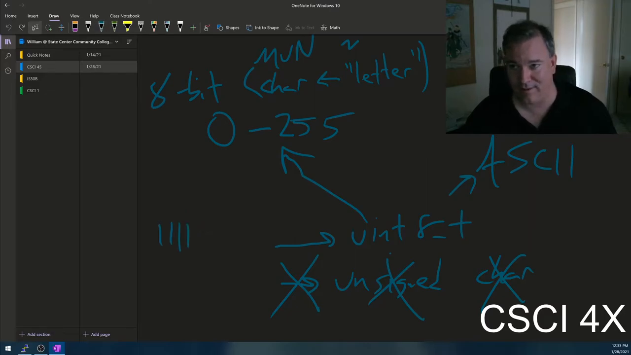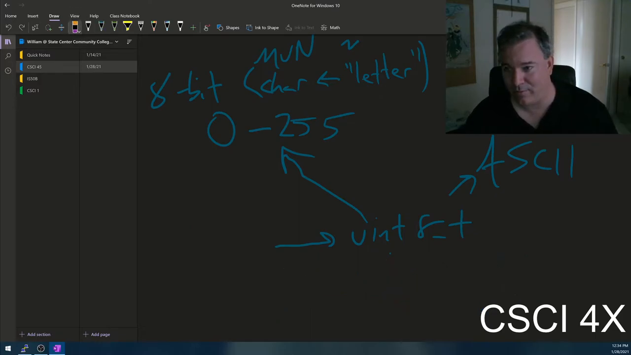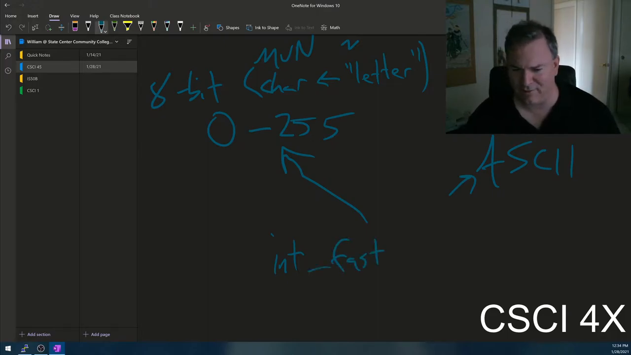It is not written to be portable, which is unfortunate. Java is much more portable than C++, because in Java an int is always 32 bits. In C++, an int does not have to be 32 bits. C++ defaults to what's called int fast, which is actually a type. I think it's like int underscore fast, something like that. You don't need to write it ever or know it, because int means int fast.